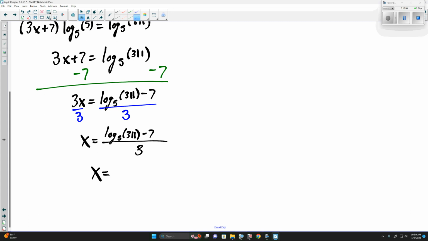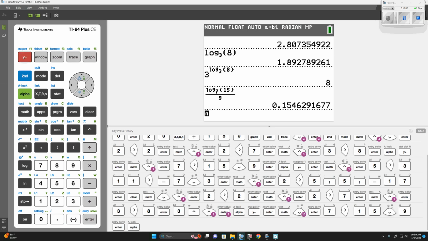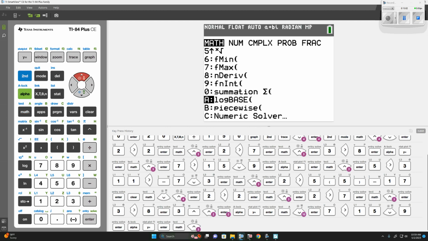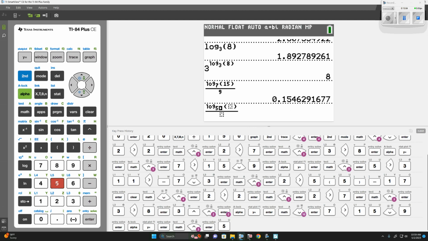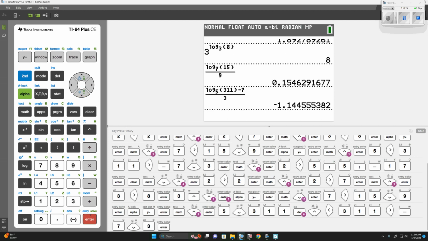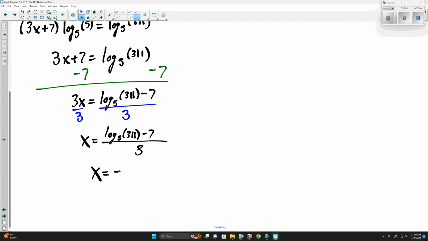And that's it. Now, at this point here, we can plug this in. Alpha y equals enter. Math. Log base 5 of 311 minus 7 all over 3. And we get negative 1.1445, or approximately negative 1.145.